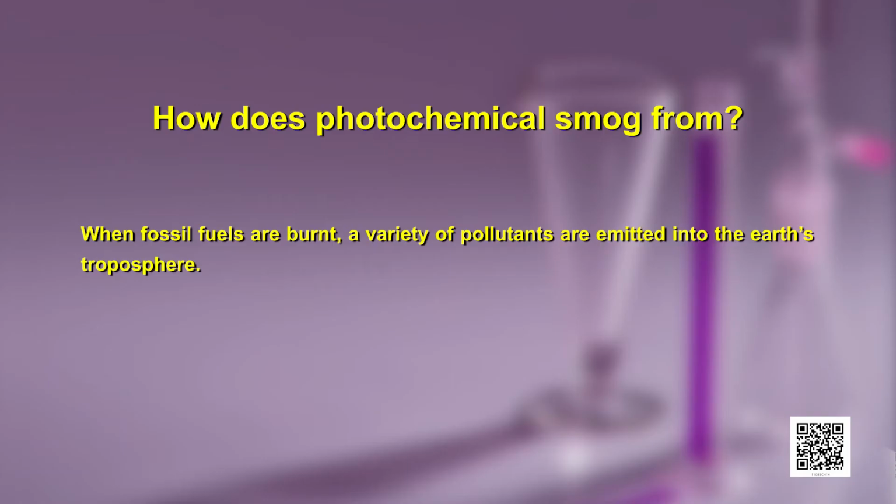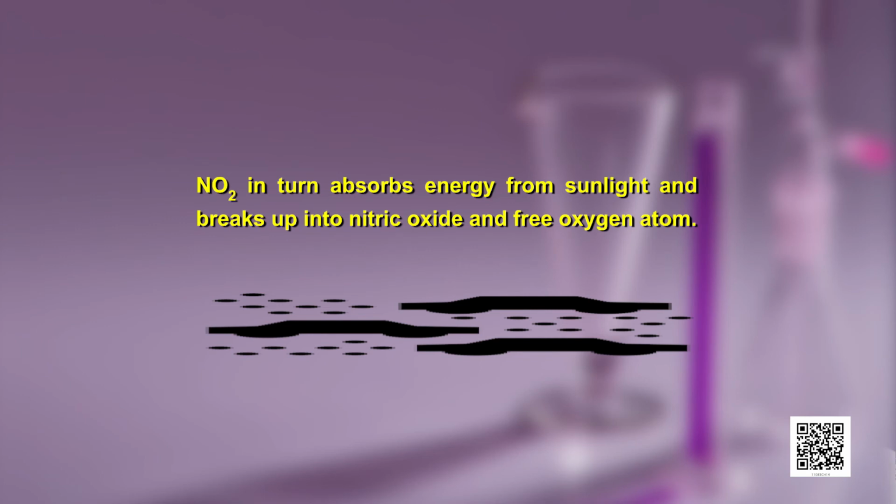Now, how does photochemical smog form? When fossil fuels are burnt, a variety of pollutants are emitted into the Earth's troposphere. Two of the pollutants emitted are hydrocarbons and nitric oxide. When these pollutants build up to sufficiently high levels, a chain reaction occurs from their interaction with sunlight, in which NO is converted into nitrogen dioxide. NO2 in turn absorbs energy from sunlight and breaks up into nitric oxide and free oxygen atom.